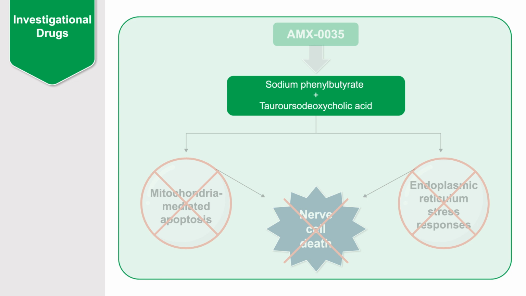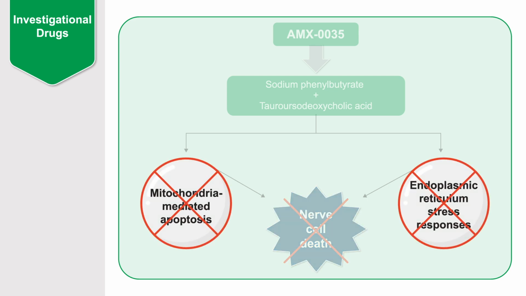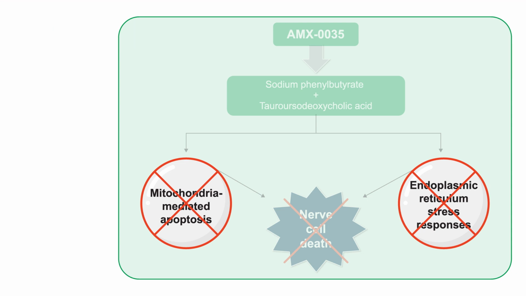In the clinical trial, AMX0035 was able to slow the progression of disease as measured by the ALS Functional Rating Scale compared to those taking placebo. The drug itself is designed to reduce nerve cell death and inflammation by blocking key cellular pathways. Now you'll see a brief animated video that demonstrates the mechanism of action of antisense oligonucleotides in ALS.